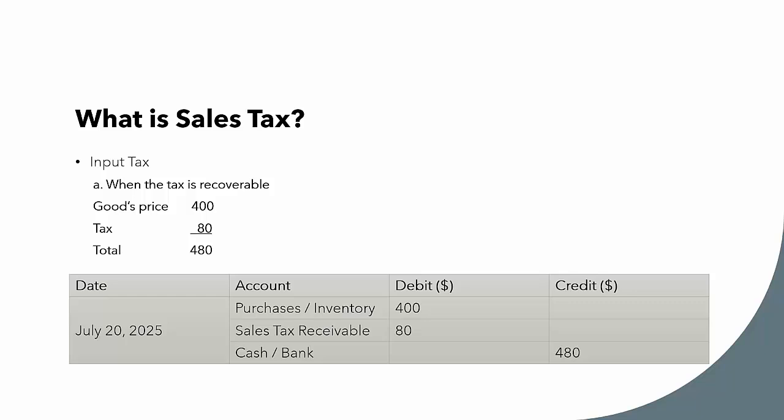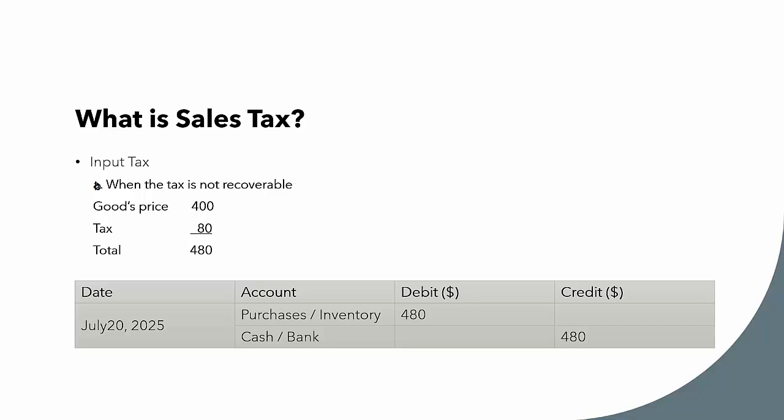Case 1. When the tax is recoverable. If the business can reclaim the tax from the government later, the tax is not treated as part of the cost of the goods. For example, imagine the business buys goods worth $400 and pays $80 in tax. The total is $480. Since the tax is recoverable, the business only records $400 as the purchase cost. The $80 of tax is recorded in a separate account called the input tax account because the business expects to get this money back. So the purchase cost is just $400, not $480.